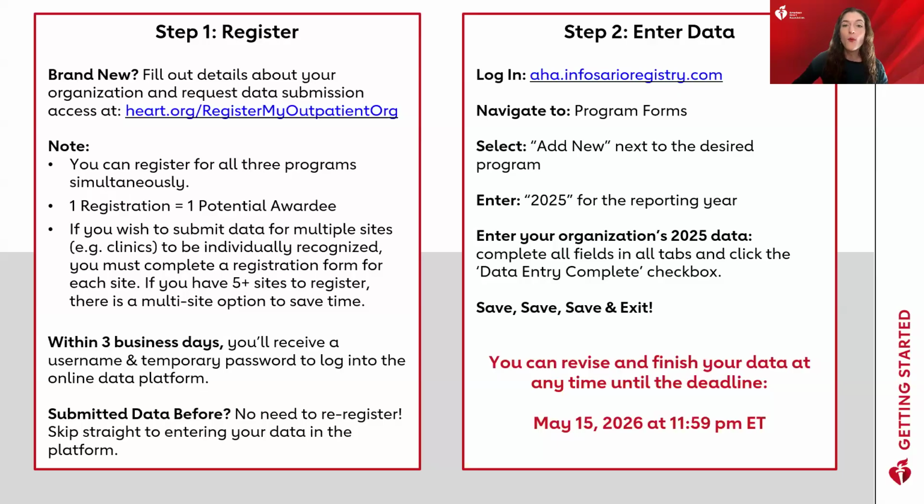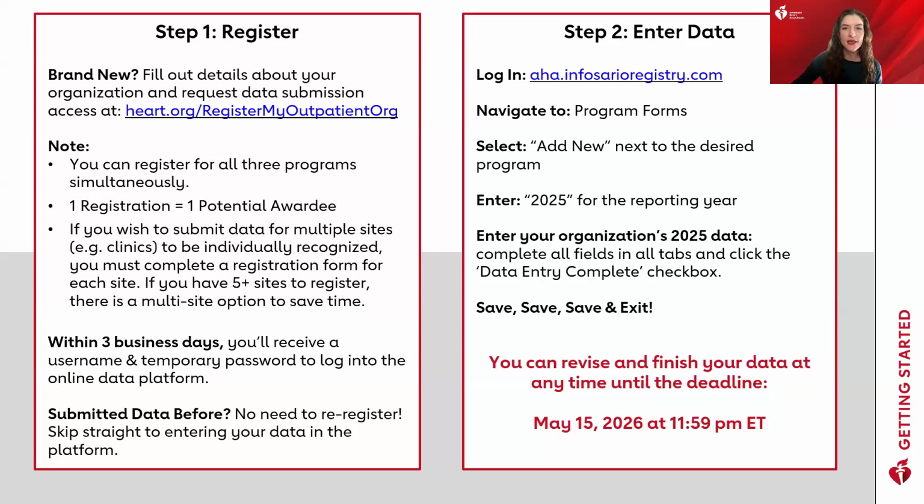We'd like to note that one registration equates to one potential award. If you want your health system and each of its individual locations to all be listed individually and each receive a certificate for that specific site, then you would need to submit registration forms for each of those sites. If you want to register 5 or more sites, there is a multi-site submission process in the registration link that'll save you a little bit of time.